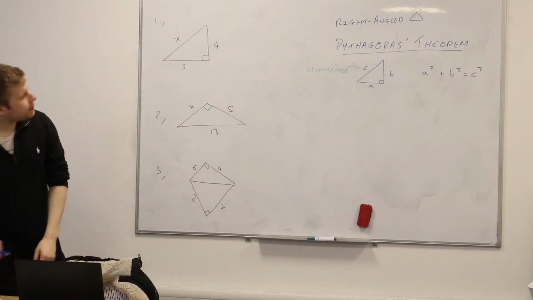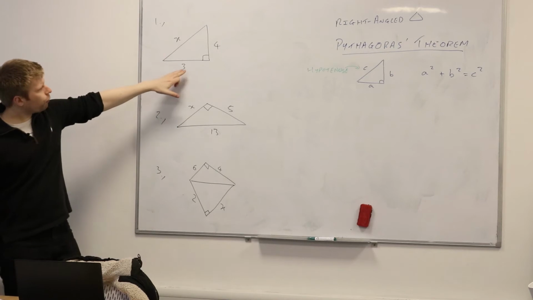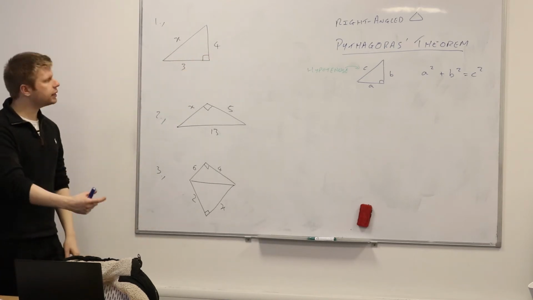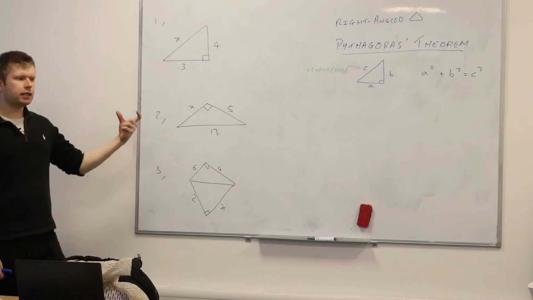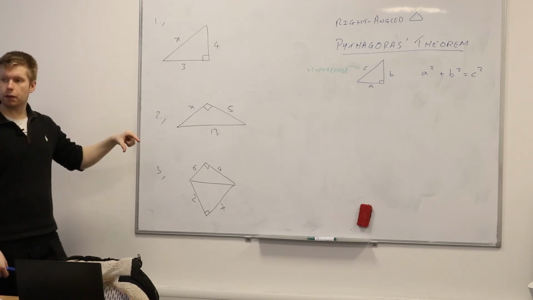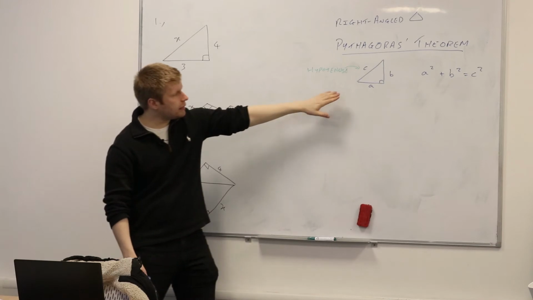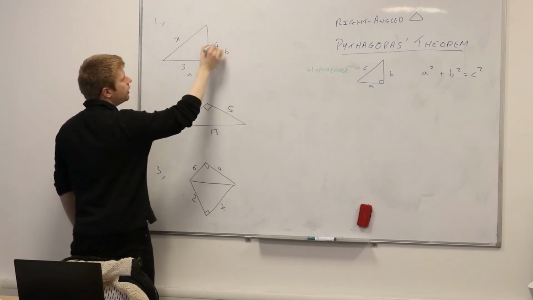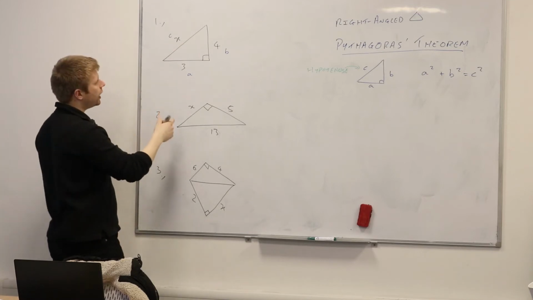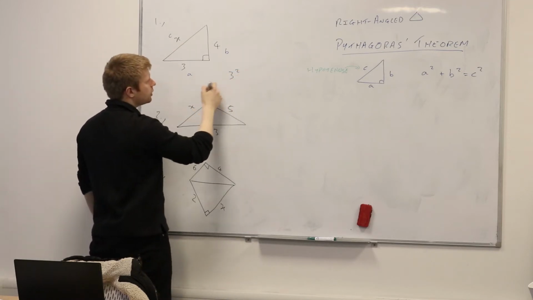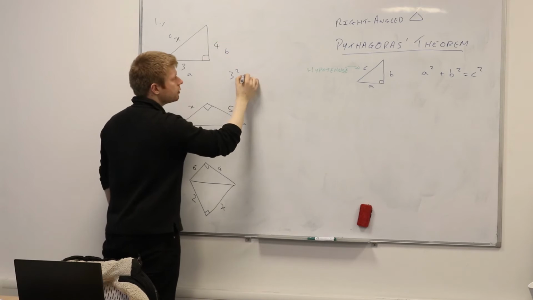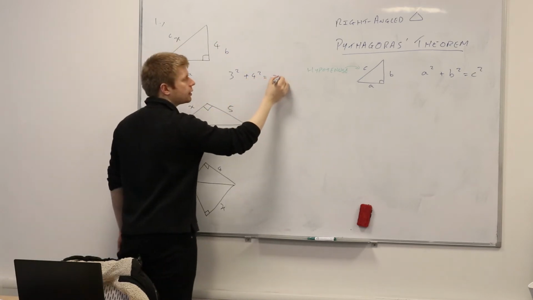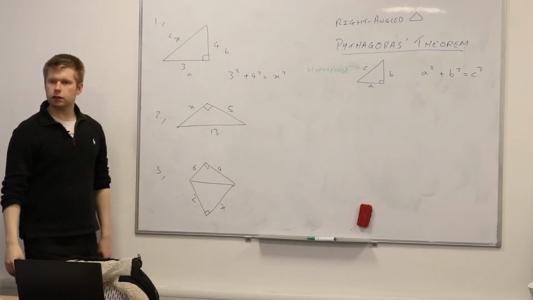So let's have a look at this. I've got a 3, I've got a 4, and I've got an x. Now in this case, the x is the hypotenuse. Would you be happy with that? Okay. So if I apply this theorem here, I would say, okay, that could be A, that could be B, and that could be C, which would then mean that 3 squared plus 4 squared must be equal to the hypotenuse squared, in this case, x squared. Does that make sense? Okay.